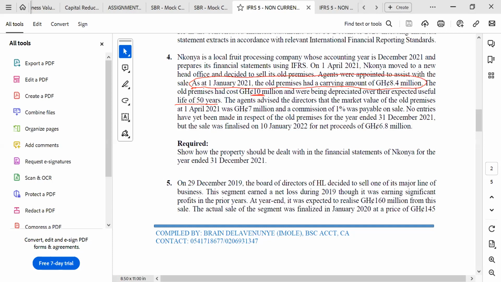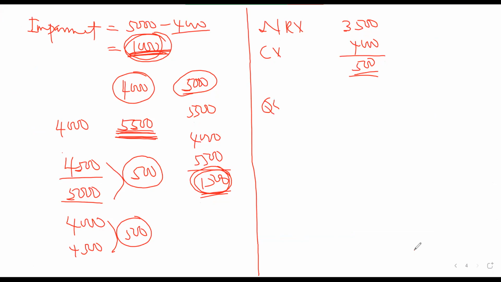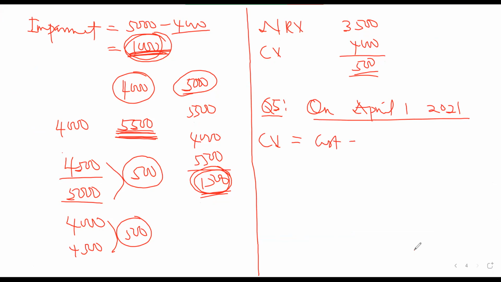The useful life, isn't it? All right. Yes. So let's determine the carrying value as at that date. You have so many ways of doing that. Is it question 5 or 4? 4. Okay. So we are going to do this on April 1, 2021. We need to determine the carrying value, which is determined as cost minus what? Accumulated depreciation.